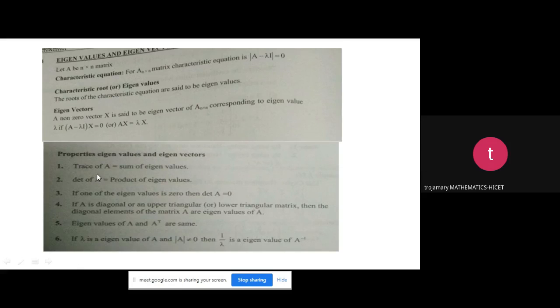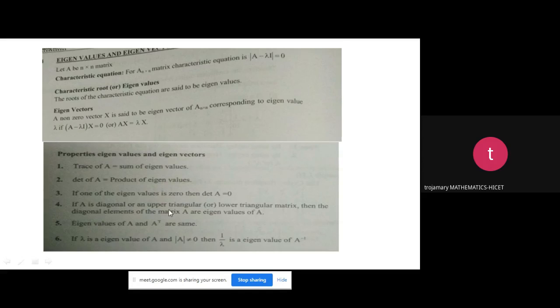Now, trace of A equal to, trace means the sum of the diagonal elements. So, trace of A equals the sum of the eigenvalues. Then, determinant of A equals the product of the eigenvalues. If one of the eigenvalues is 0, then determinant A equals 0. Once again, I repeat the same thing. These properties of eigenvalues and eigenvectors are very important, right?